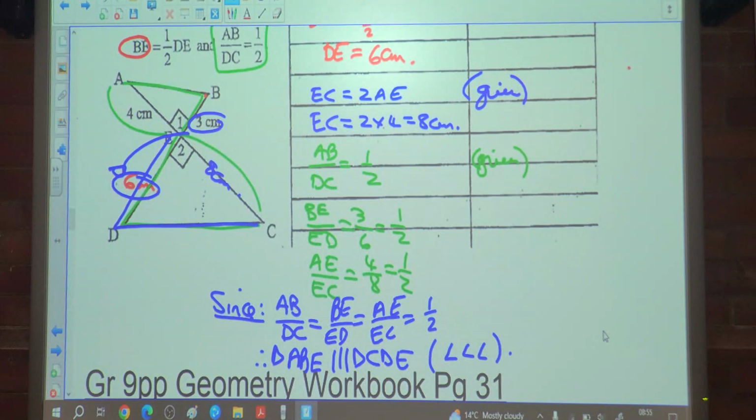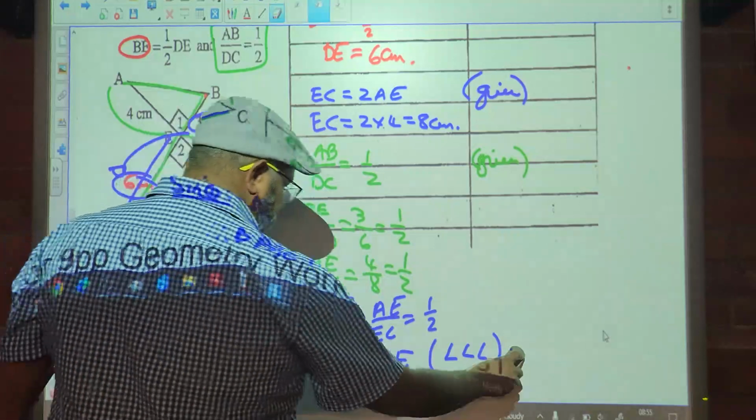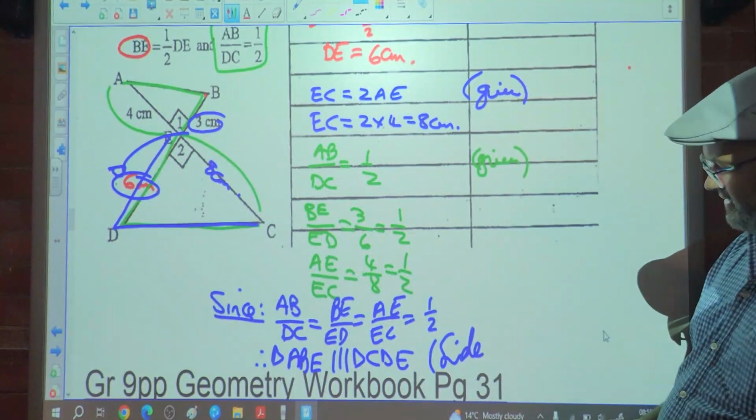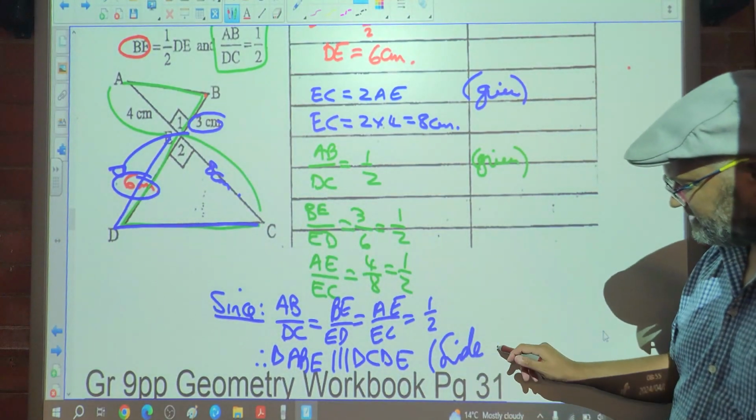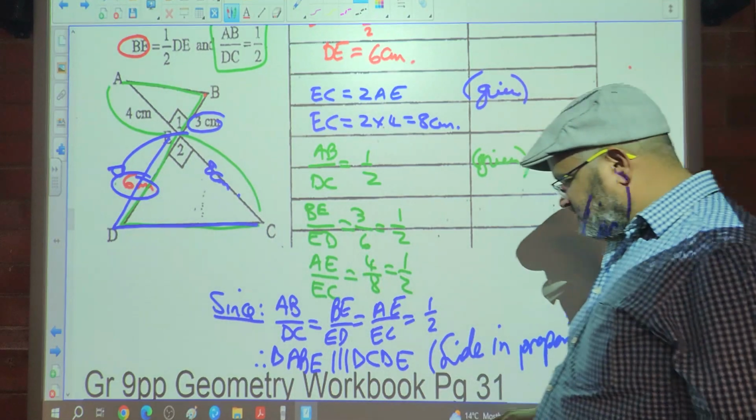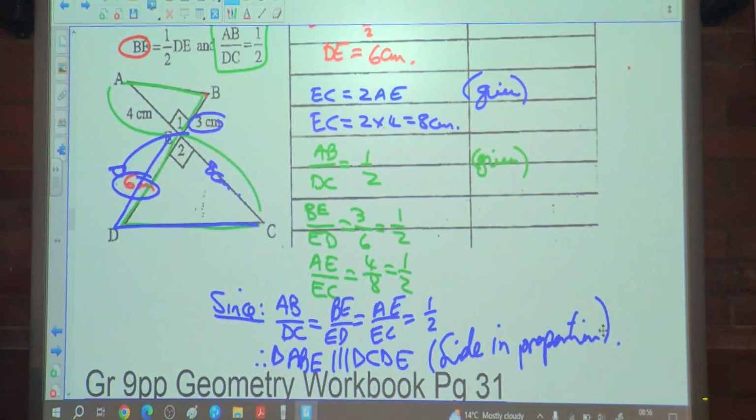Something like this is probably worth 6 marks. Yes, absolutely. You see, I would have lost one of the 6 marks. I would have lost the reason, the sides in proportion. Sides in proportion. Thank you, Mike. Right. Easy enough?